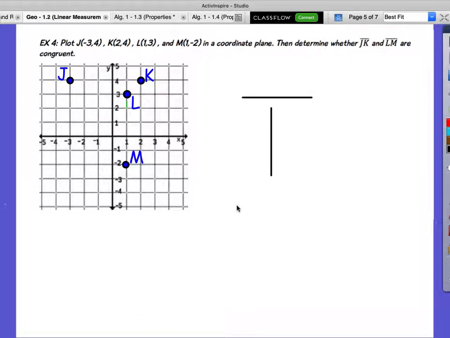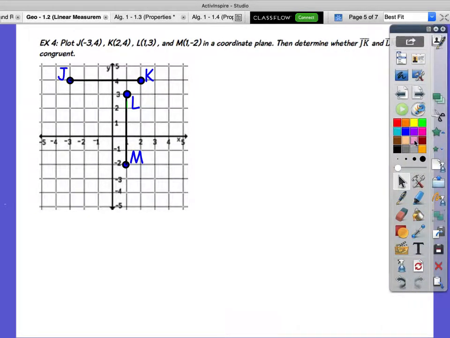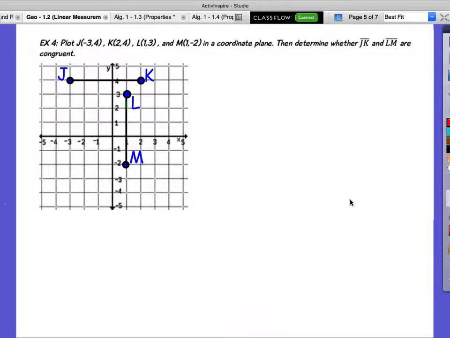Then determine whether segment JK and segment LM are congruent. Okay, so we need to put segment JK in there and segment LM in. How can we know if they're congruent? What would have to be true? Their measures would have to be the same. So what is the measure of JK? Can we count?